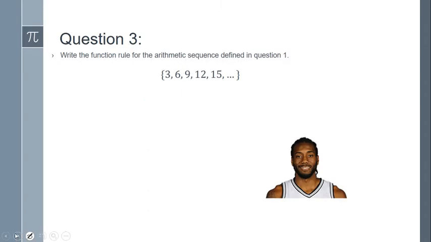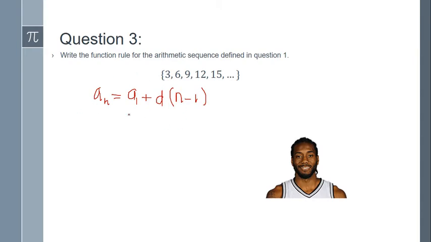All right, so what is the function rule for the arithmetic sequence defined in question 1? Okay, so now we actually have to write out the explicit formula. Right? That's going to give us our function rule. All right, so I start with the explicit formula for an arithmetic sequence, which says a sub n is equal to the value of the first term, and this is how we write that, a sub 1, plus the common difference, which we denote as d, times the quantity n minus 1. Remember, n is referring to the term number again. It is our input variable.